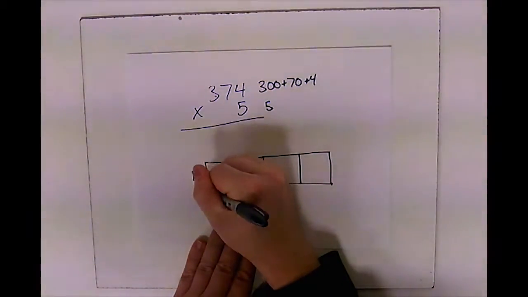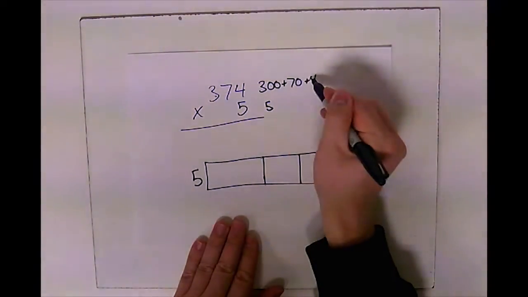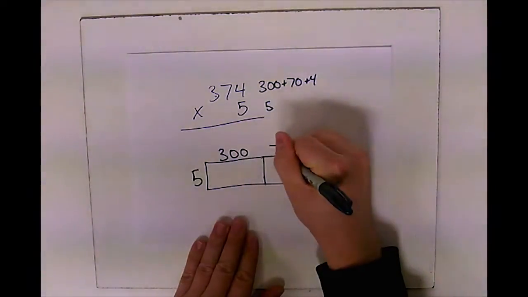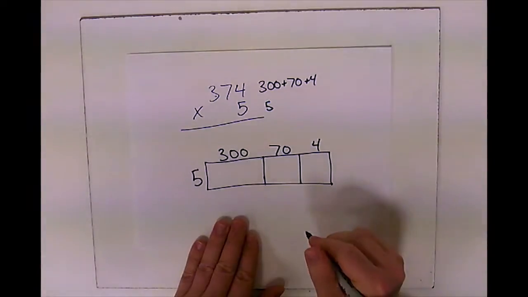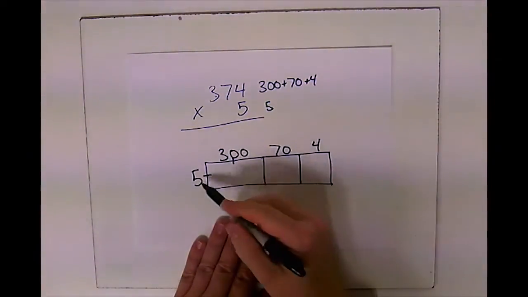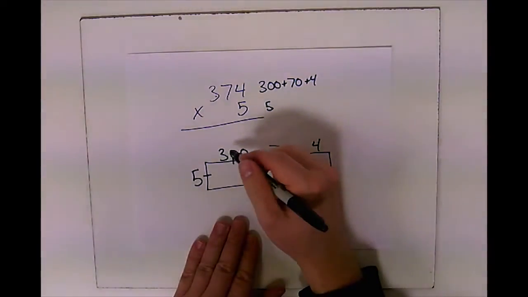So I'm going to put the 5 on this side, and I'm going to split these numbers up on the tops here. So 300, 70, then 4. And all I'm going to do is take the number above and the number to the side, which in this case just happens to always be 5, and I'm going to multiply them together.